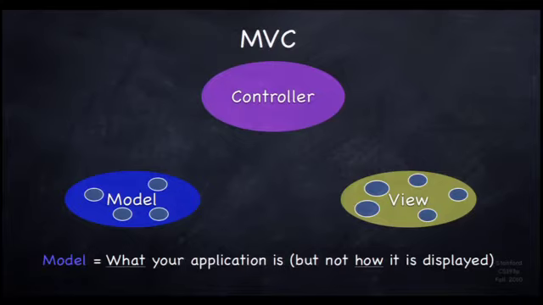The model camp is, and I'm trying to summarize this in a single line of text so that you have a tagline for it, basically what your application is, but not how it's displayed. So I'm going to use an example. You're building a video game, a shoot 'em up space game, let's say. Ships firing at each other, blowing each other up, whatever. The model is where the ships are in outer space, how much damage a weapon does, what weapons are on a particular ship, the health of that ship, let's say. That's the model of your application.